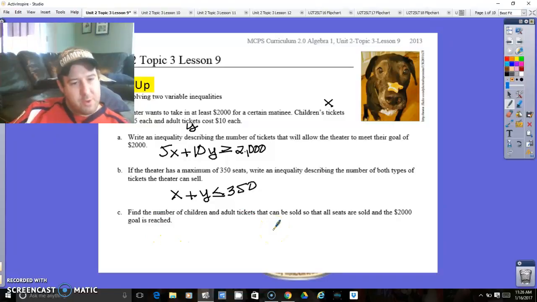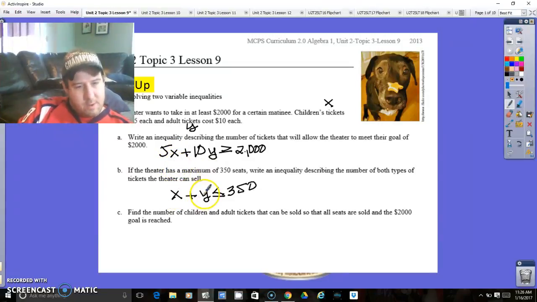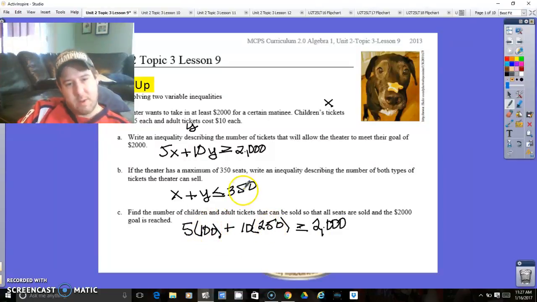All right, so all you really have to do here is substitute into the two inequalities and see if they work. So you're testing it. So let's say, if it's 350 seats, let's say it was 100 and 250. 100 child seats, 5 times 100 plus 10 times 250. That would be 350 seats, and we'll see if that's greater than or equal to $2,000. Now, we already know that that's exactly 350 seats, so that's using up all the seats. 100 plus 250 is 350.